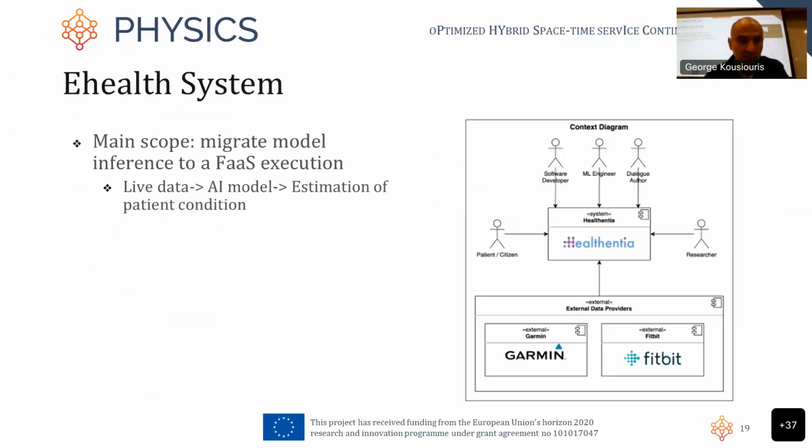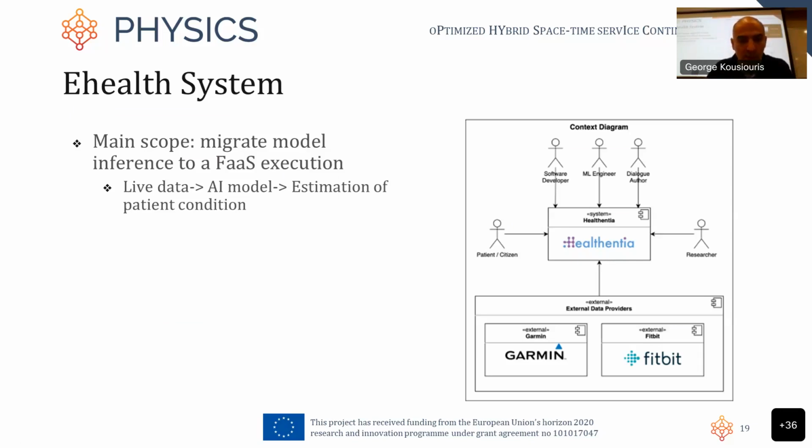Okay, let's see now how the eHealth system, for example, utilizes this case. So the main scope at this stage is to migrate the model inference to a FaaS-based execution. So the eHealth system gets data from smartwatches or relevant devices with patient, let's say, vital signs. And then at some point in time, these can be passed to the ML model that is responsible for detecting the state of a patient.